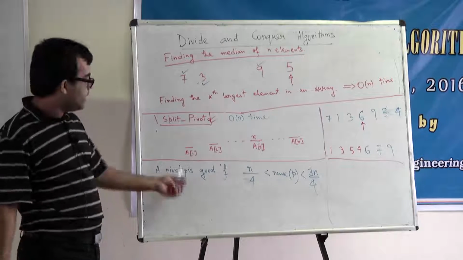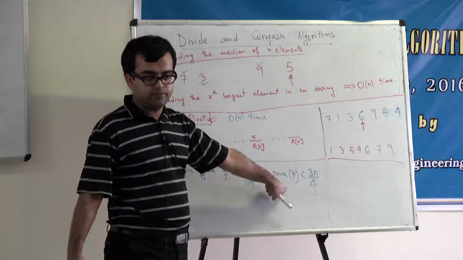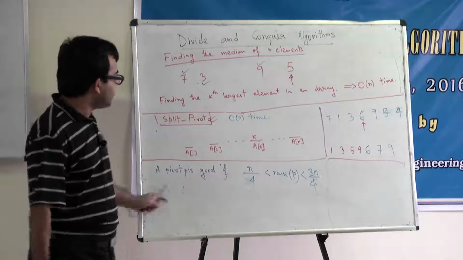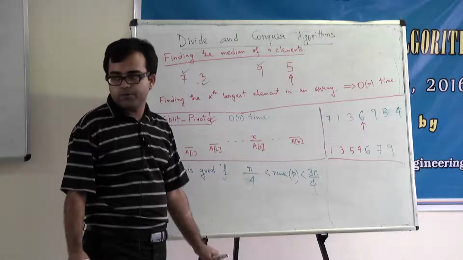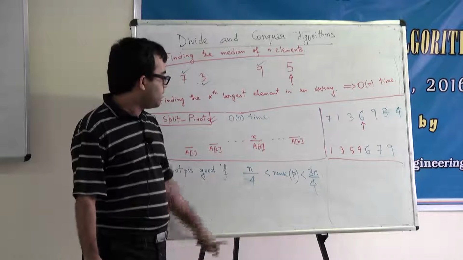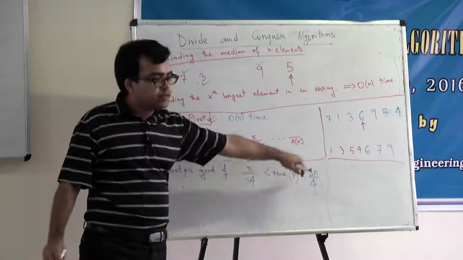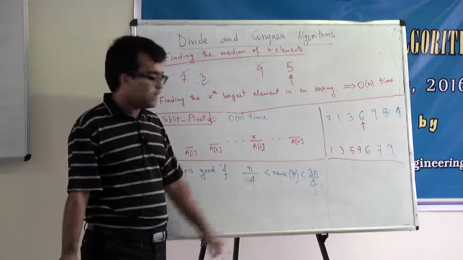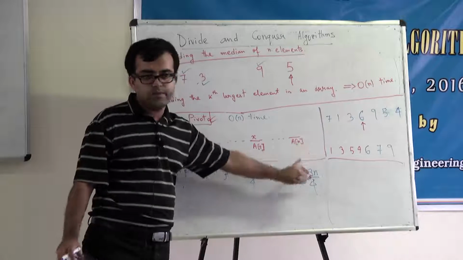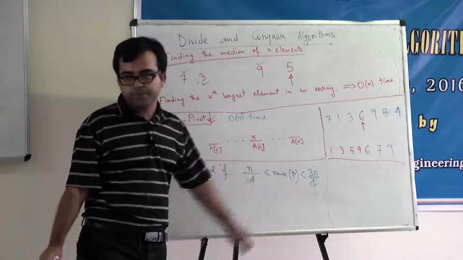So for the median, the rank is going to be roughly n over 2. So I say that a pivot is good if its rank falls roughly between n over 4 and 3n over 4. Now this constant 1 over 4 and 3 over 4, this does not really matter, as you will see. As long as these are just some constants, you will be fine. So this is quite arbitrary.